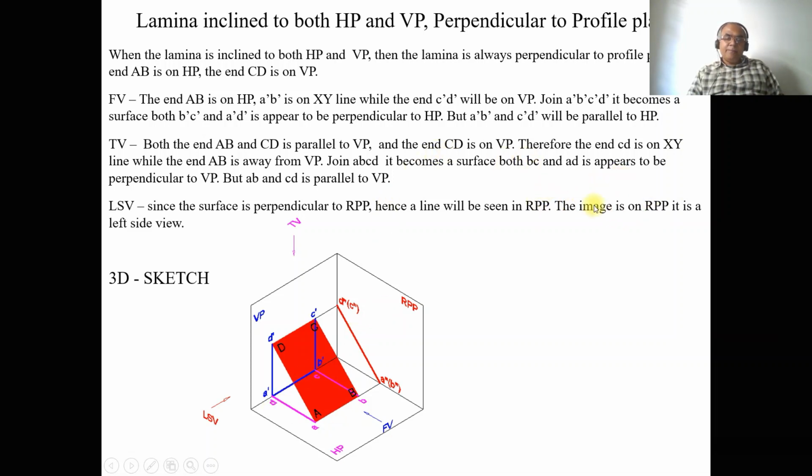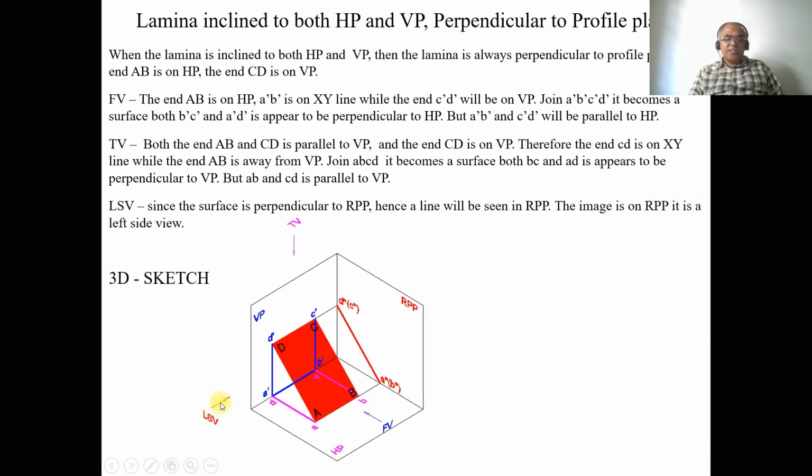Both BC and AD appear to be perpendicular to VP. But again, that is only apparent, because they are inclined to both HP and VP. But AB and CD are parallel to VP. When you are considering the left side view, since the surface is perpendicular to the right profile plane, a line will be seen in the right profile plane. The image is on RPP, it is a left side view.